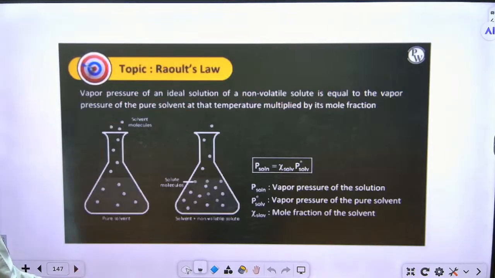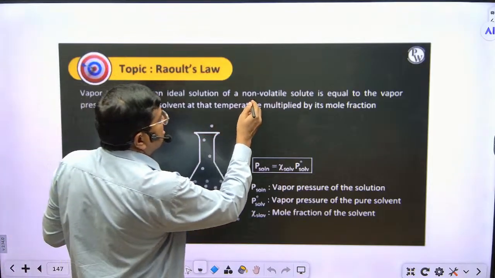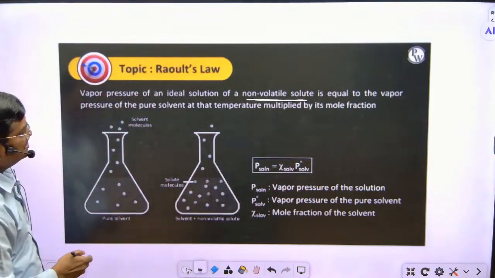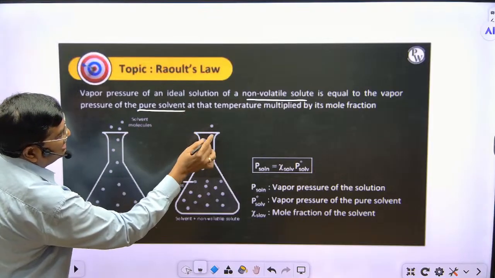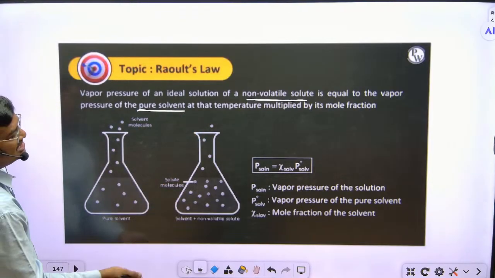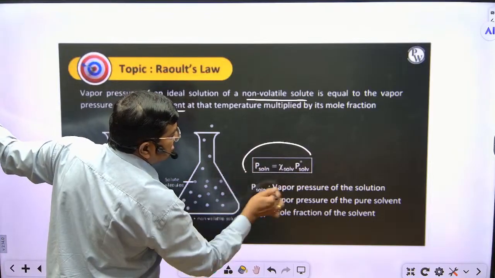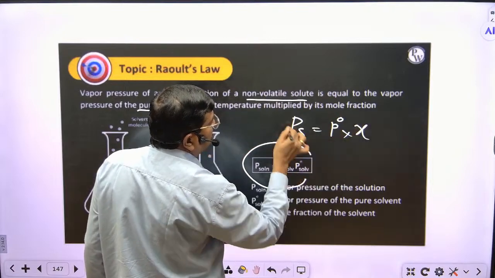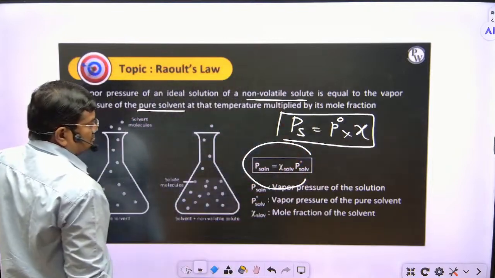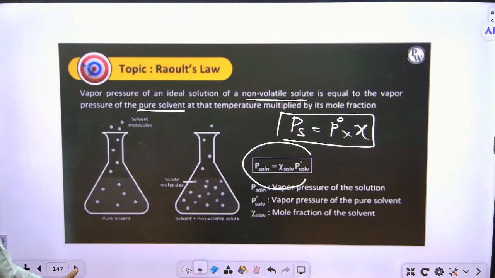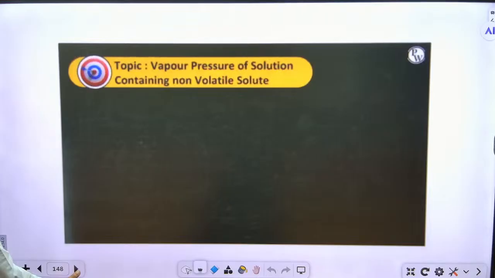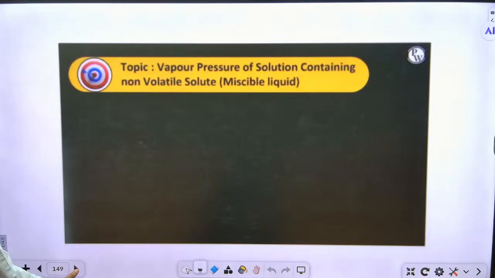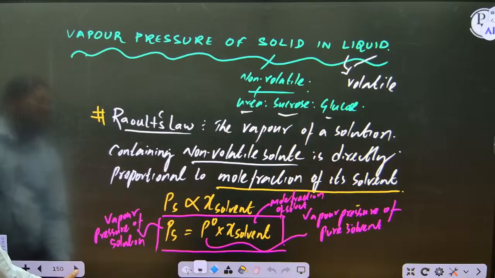Now this is Raoult's law. Previously we learnt vapor pressure of solid in liquid. The vapor pressure of an ideal solution of a non-volatile solute is equal to the vapor pressure of the pure solvent. It depends only on the solvent at a temperature multiplied by its mole fraction. This is the relation, students. We wrote vapor pressure of solution is equal to P naught into chi. Next, the vapor pressure of solution containing non-volatile solute and solution containing miscible liquid, this we discussed under Raoult's law.